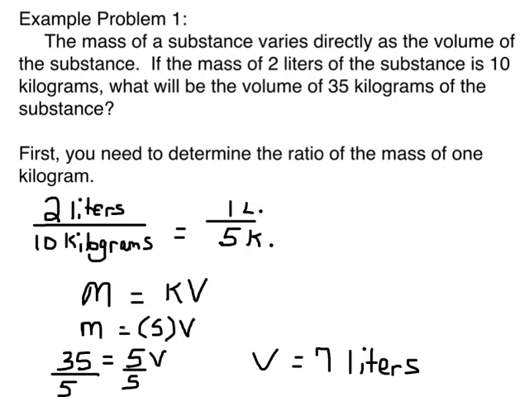But then we're going to change the mass to 35 kilograms, and we're going to try to find out what the volume would be if we did that. So we go to this same formula, mass equals the constant times the volume. We know that the constant now is 5, and we know that we've changed the mass to 35. So 35 equals 5V, and then to get V by itself, we simply divide both sides by 5, and we find out that the volume then would be 7 liters.